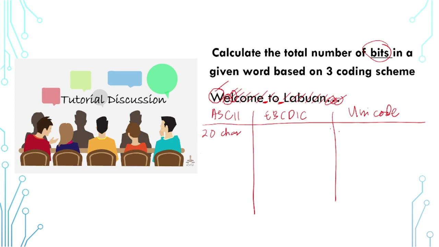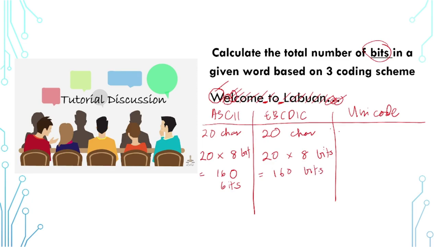So, 20 character ini, okay, times by 8. Kenapa times by 8? Each character itu memerlukan 8 bits. Jadi, berapa jumlah totalnya? Berapa bits? So, 20 times 8. So, dia akan jadi 160 bits. EBCDIC, sama juga. Kita count how many total character tu. Okay, so untuk welcome to Labuan, total is 20 character. So using for each character is 8 bit. So 20 times by 8 bits. So 8 ni means for 8 bits eh. 8 bit. So total is 160 bits.